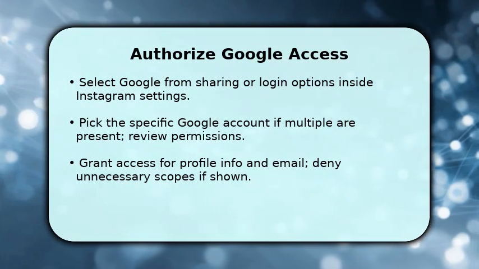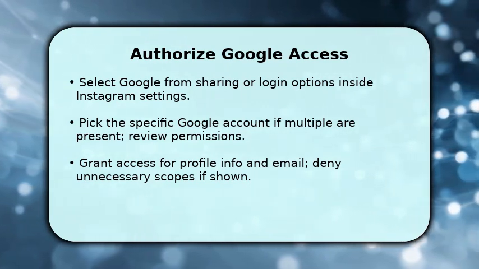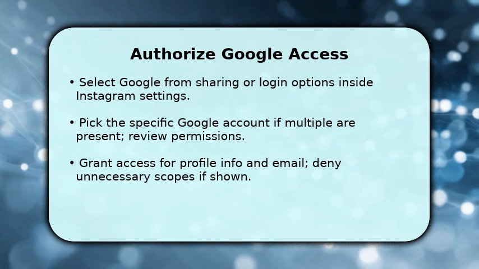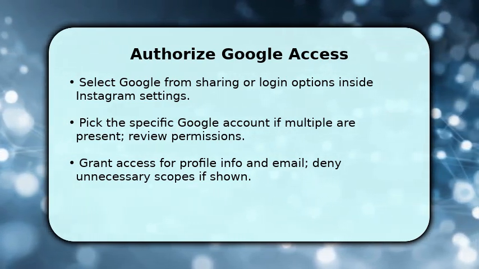Now you authorize access and confirm what Instagram can use. Tap Google and pick the account you want to link. Instagram will request permission scopes such as profile and email. Make sure to read scopes, grant only what's necessary for sharing or login.